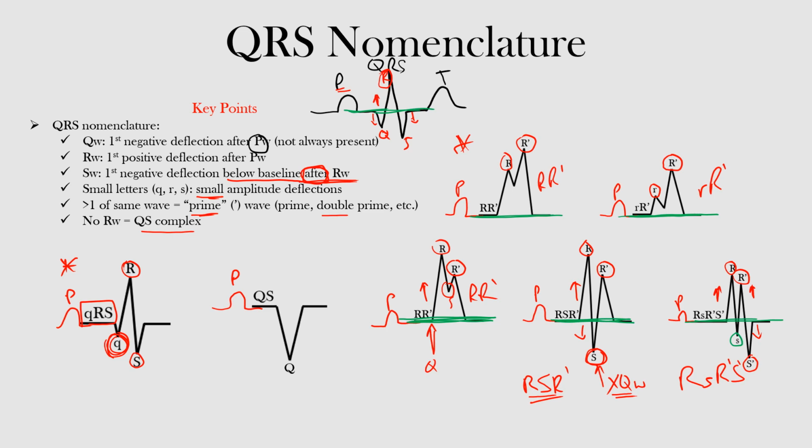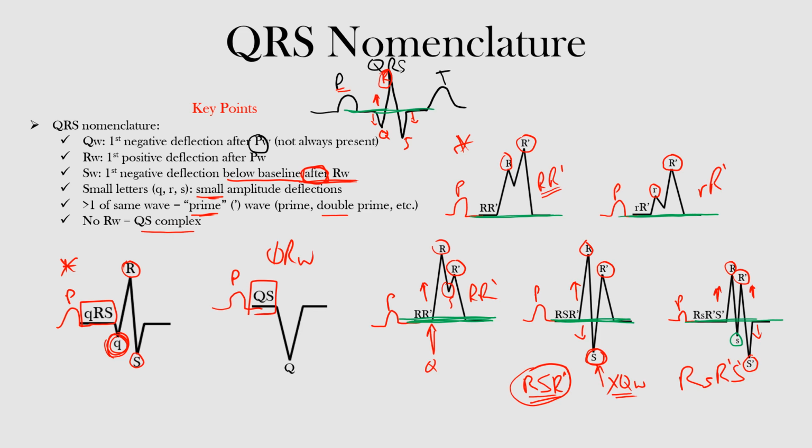And then, if it's more than one complex of the same wave, we call those primes. We saw where we had two R waves, so we call it an R prime complex. We saw this where it was an RS-R prime complex there, and so forth. And lastly, if there's no R wave, as we saw here, so there's no positive deflection, we call this a QS complex.